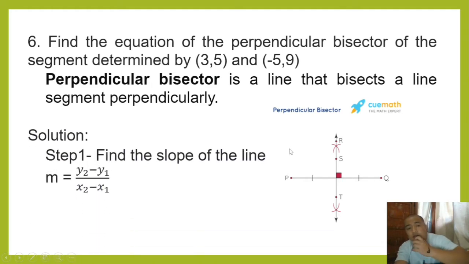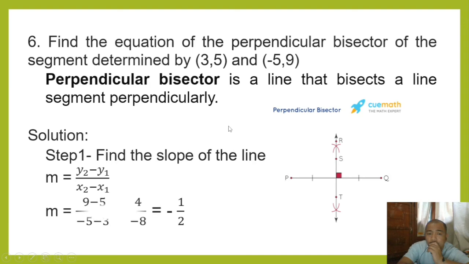Okay, so step 1, how do we solve the equation of a perpendicular bisector of a segment given the endpoints (3, 5) and (-5, 9)? First, we must determine the slope of the line segment. What is the slope of this line segment? 9 minus 5 all over negative 5 minus 3, which is 4 over negative 8 or negative 1 half. So the slope of the line segment is negative 1 half.